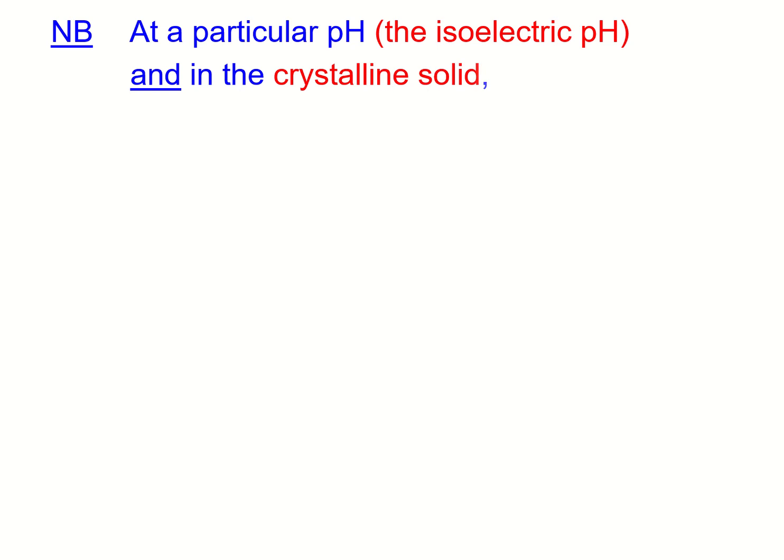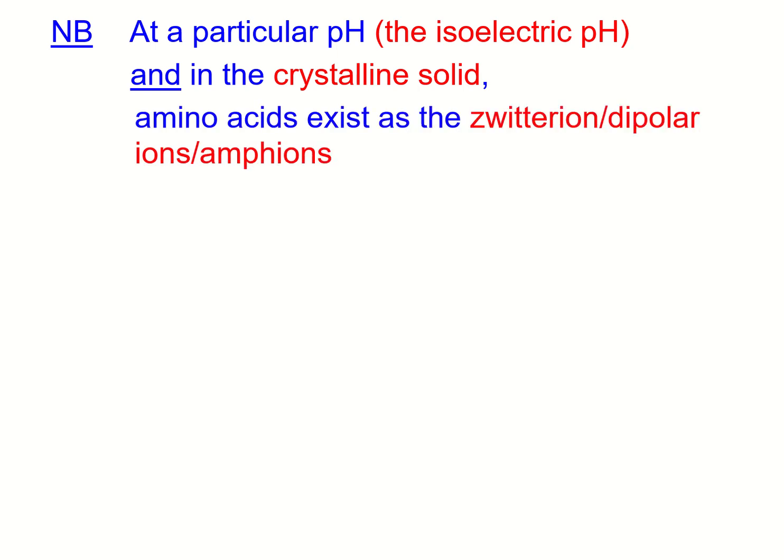Right, so at a particular pH called the isoelectric point or the isoelectric pH, these compounds behave as what we call zwitterions. Also, in the solid form of the amino acid, they behave as zwitterions. Commonly we call these zwitterions, but they can be called dipolar ions or indeed amphions. Three terms which are generally interchangeable, but zwitterions is the one that you will come across most with regards to amino acids. So let's have a look at what these zwitterions are, and what properties they confer onto our amino acids.